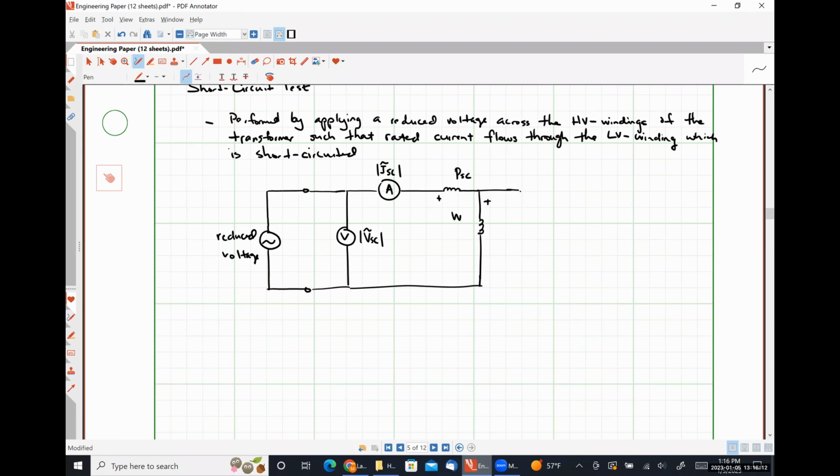And then this is connected to our high voltage winding. And over here, our low voltage winding is shorted out such that it is carrying rated current. And I'm going to put a circle around my wattmeter again. So we're still going to be dealing with just 3 quantities, all measured by standard measurement tools: a voltage, a current, and a power.